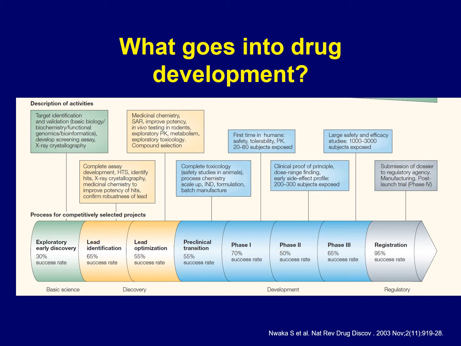Phase two is what we call a clinical proof of principle, where we're really starting to look at how this drug works in terms of the disease. We're looking at doses, what's the best dose. It's also looking at the early side effect profile, and 200 to 300 subjects are typically involved.